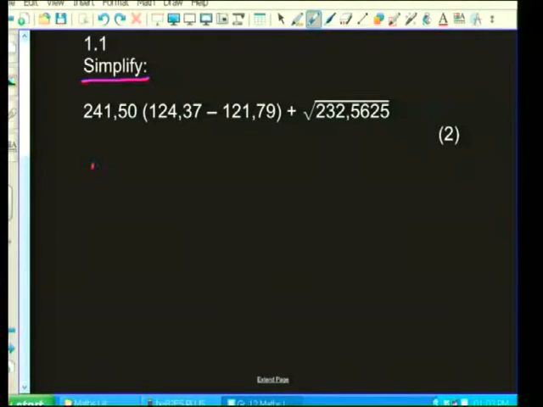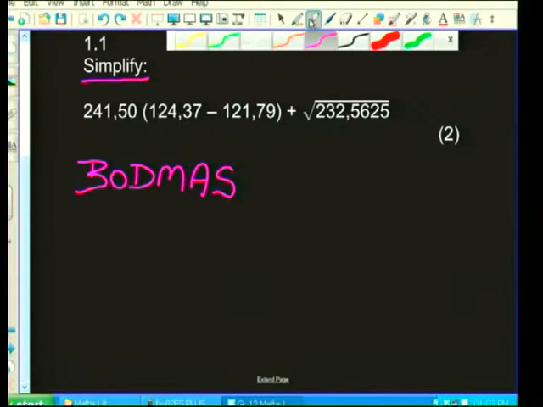First of all, when we look at this kind of question, we need to remember we've got something called BODMAS. So let's quickly revise what that is. BODMAS is brackets, of, division, multiplication, addition, and subtraction. So in this particular question, it's got a different color.